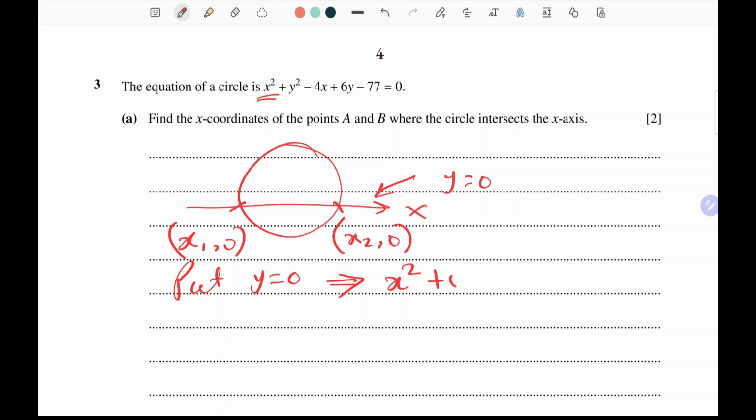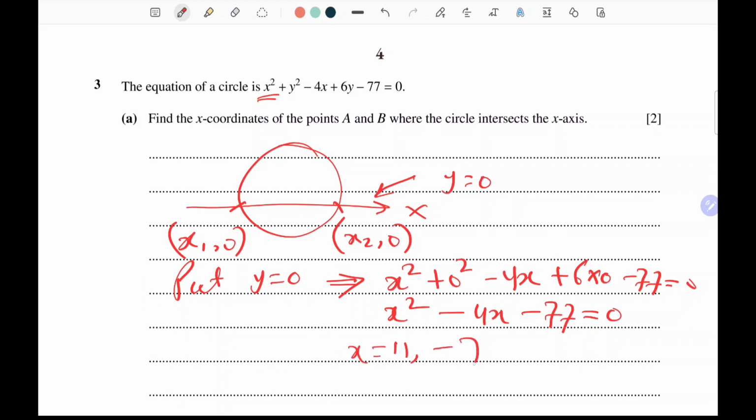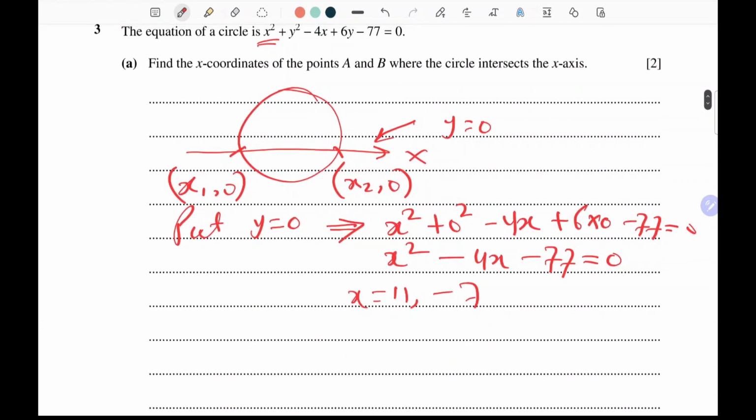So this is x squared, then 0 squared, minus 4x, minus 6 times y, that's 0, minus 77 equals 0. So we got x squared minus 4x minus 77 equals 0. Now again, we will use our calculator. So this is 1, then minus 4, then minus 77. How much? We have 11. Okay, x is 11. Then next is minus 7. So guys, we need to find the x-coordinates. So the x-coordinates are 11 and minus 7 also.